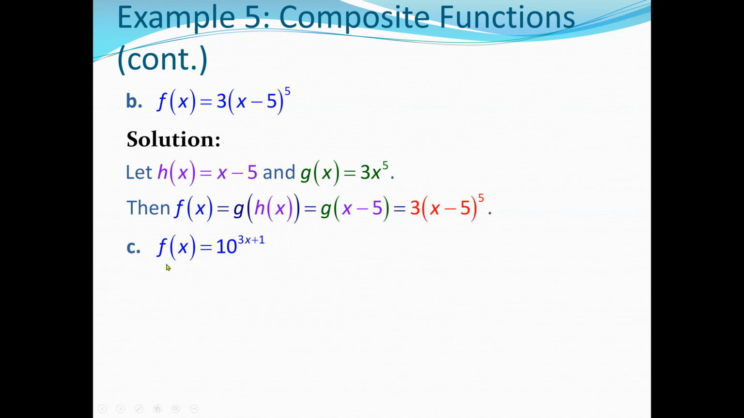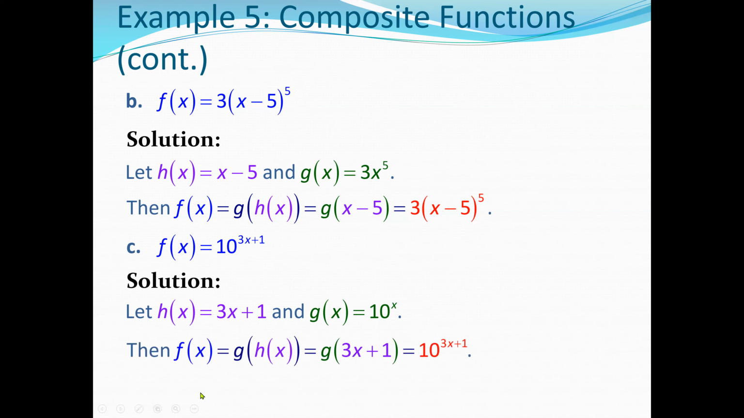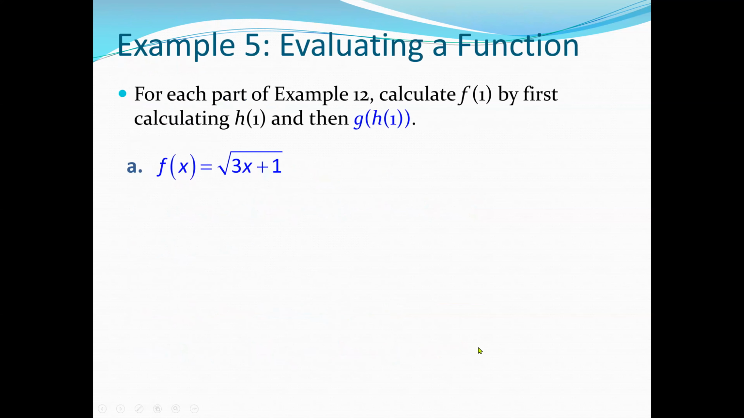So for C, we have f(x) = 10^(3x+1). The solution here will be h(x) = 3x + 1, then g(x) will give us 10^x. So f(x) will equal g composite h at x, which gives me g(3x + 1). And we know g is 10 raised to the power x, so x will give me 3x + 1. So the answer will be 10 to the power 3x + 1.